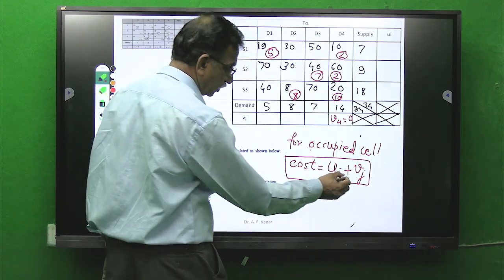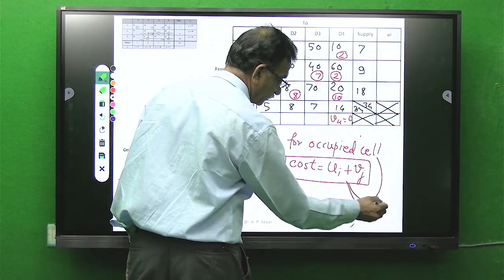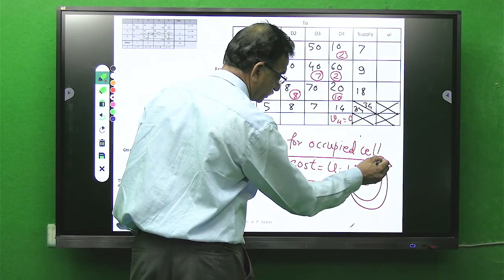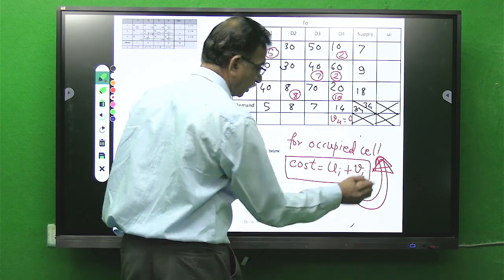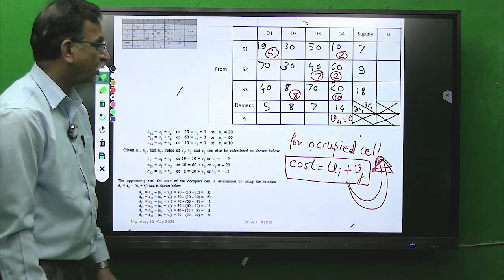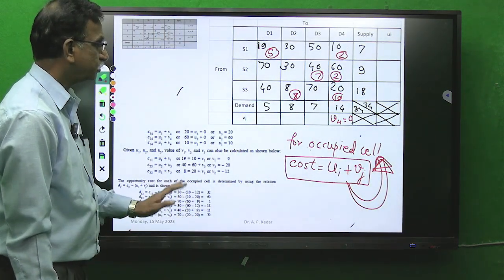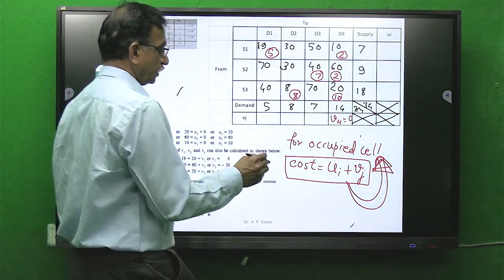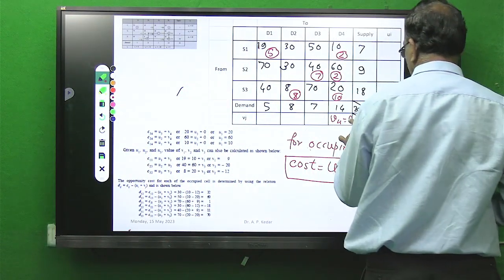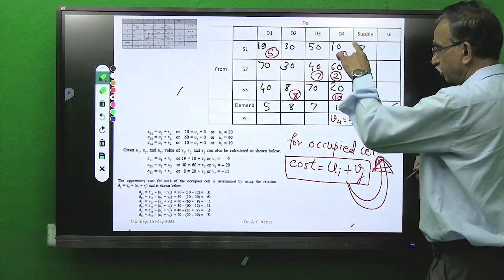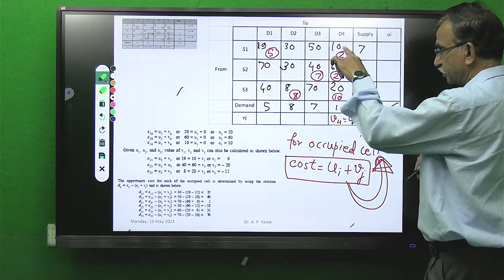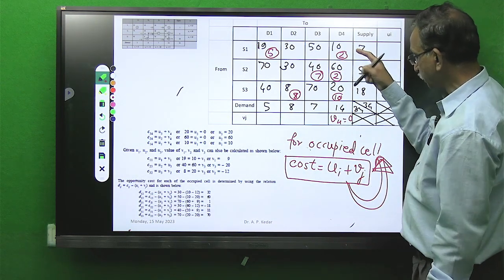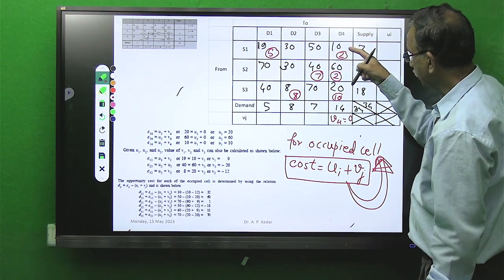But this logic is only for occupied cell. How to find values? Cell to cell now we have to move. See, once you take this 0, see why we have taken this 0? Because there are maximum allocation. So this is now occupied cell.